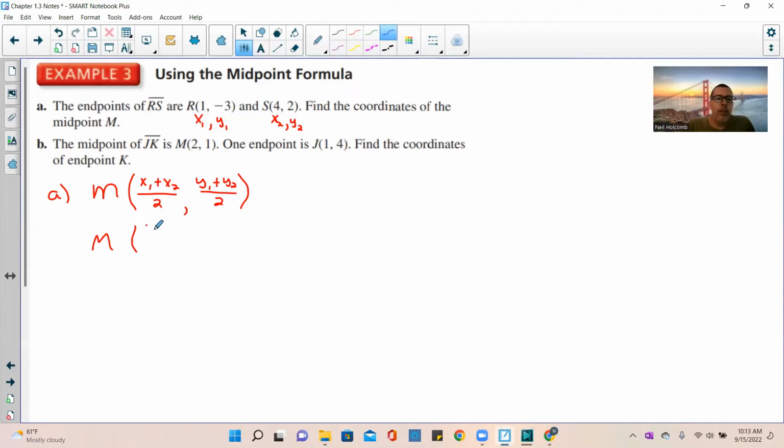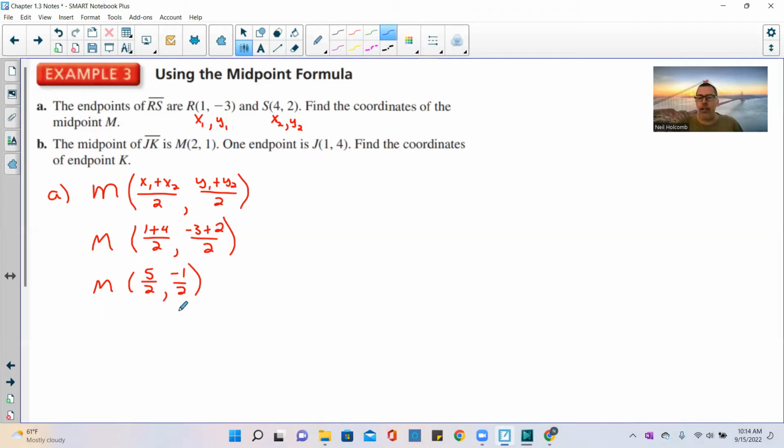x sub 1 is 1 plus x sub 2 is 4, over 2, comma, y sub 1, which is -3, plus y sub 2, which is 2, and that's going to be divided by 2. So my midpoint M is going to be the point 5 over 2, comma, -3 plus 2 is -1, over 2. So the midpoint is the point 5/2, comma, -1.5.